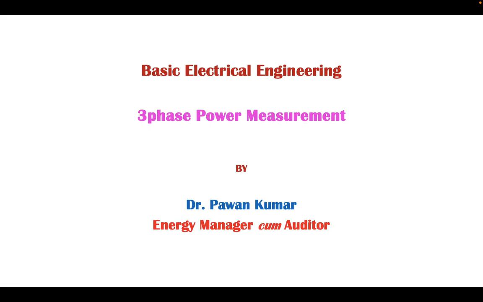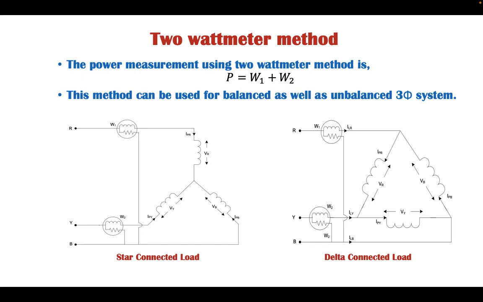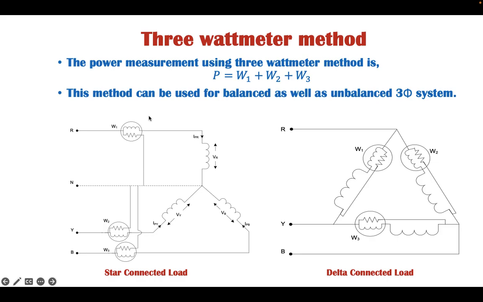Going to discuss power measurement in three-phase system. Now, power in three-phase system can be measured by 1 wattmeter method, 2 wattmeter method, and 3 wattmeter method. If we are measuring power using 1 wattmeter method, the system has to be balanced. However, power measured in three-phase system using 2 wattmeter method and 3 wattmeter method is possible in an unbalanced system as well.